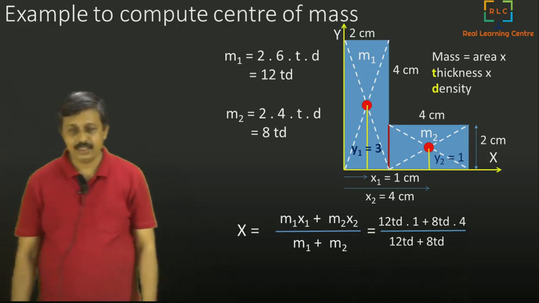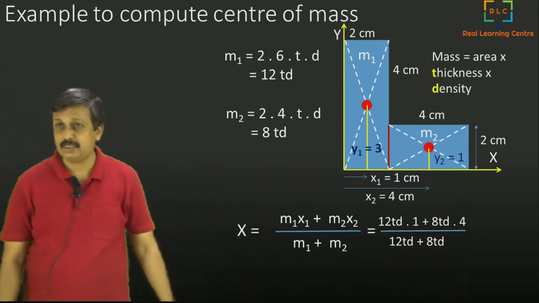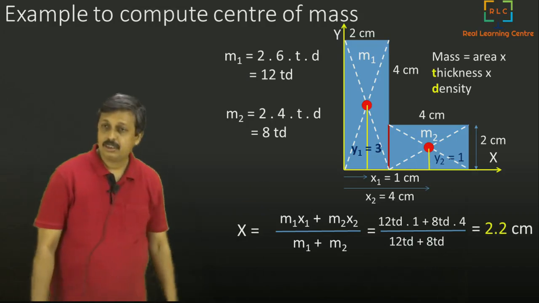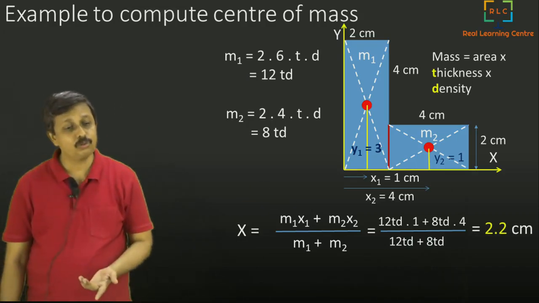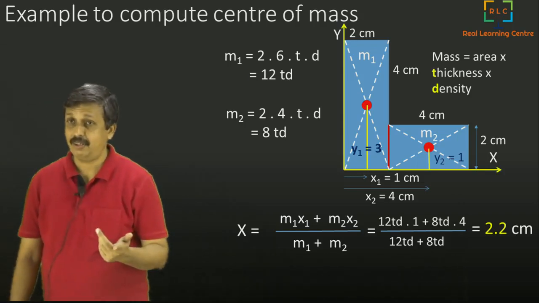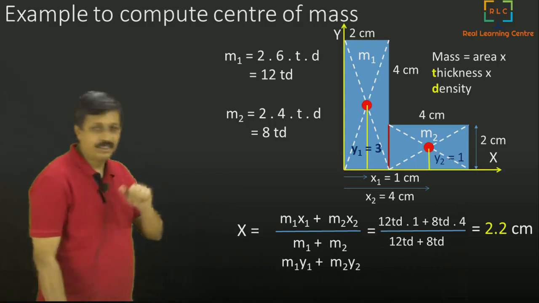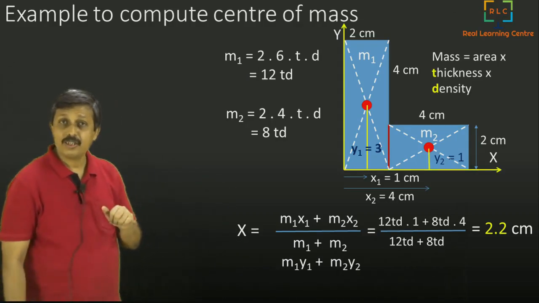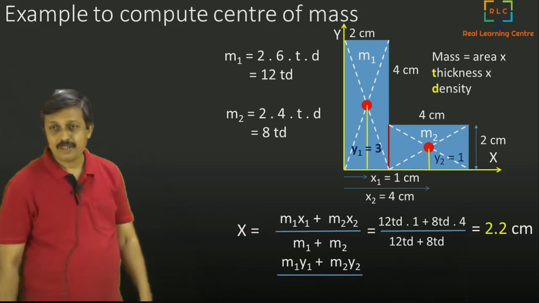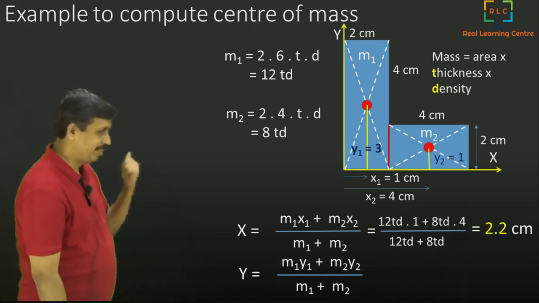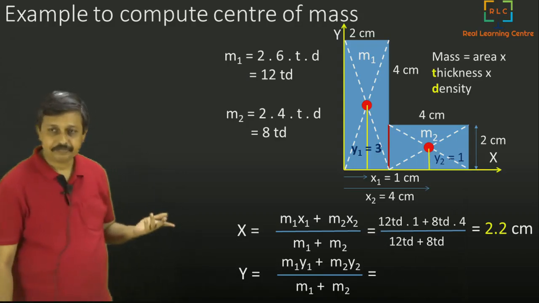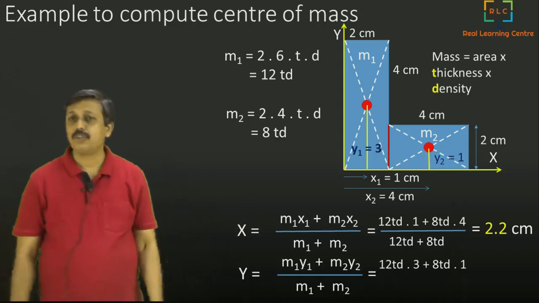Here you take TD common, and thickness and density get cancelled. If you compute this, you will get 2.2 centimeters. 2.2 centimeters is the x coordinate of the center of mass. Same way, we can calculate the y coordinate of the center of mass. You do m1y1 plus m2y2 divided by m1 plus m2. That is the y coordinate. We know y1 and y2 also, so substitute into the same formula, and we know the masses.